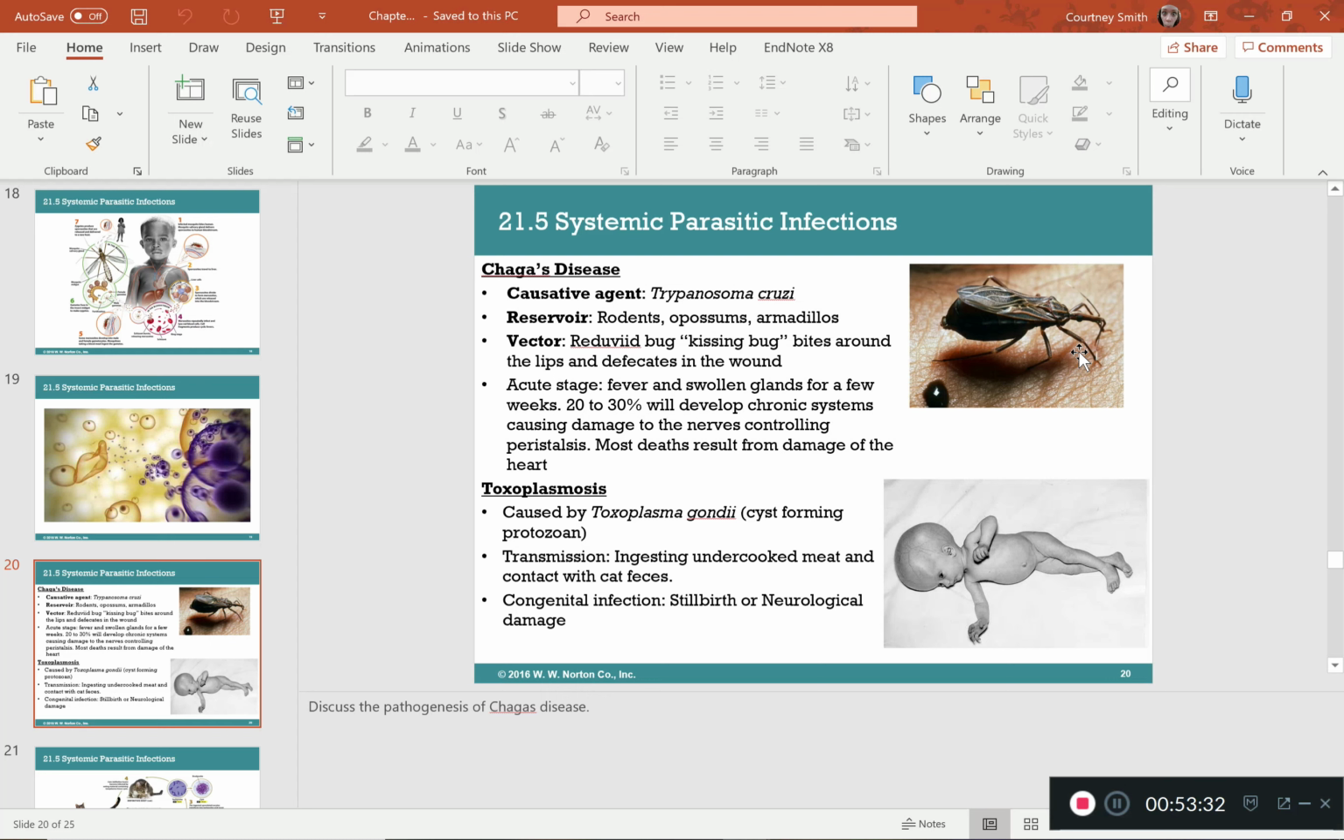And then what will happen is that you'll have a fever and swollen glands for a few weeks. Sometimes it can develop into chronic damage of your systems, where there is a lot of damage to your organs, including your heart, and that can lead to death. That's pretty much all I know about Chagas disease.